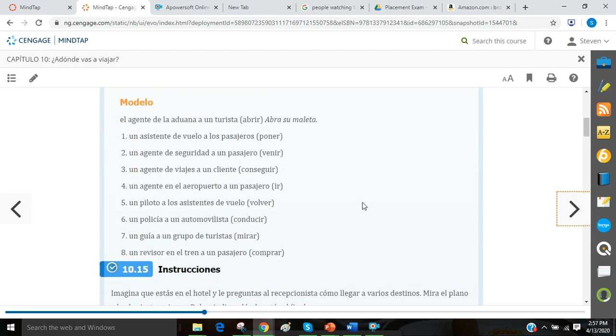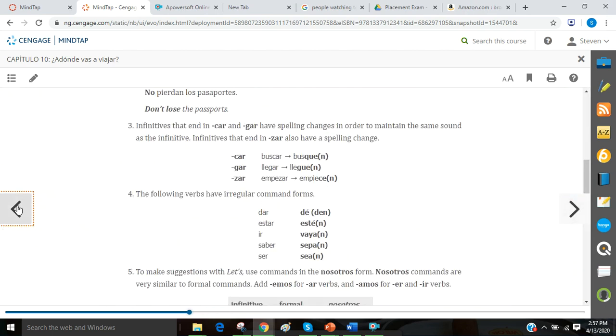Okay, so you can take a break to complete this on the worksheet and continue whenever you're ready. Okay, we're going to be going to page 326, página 321.